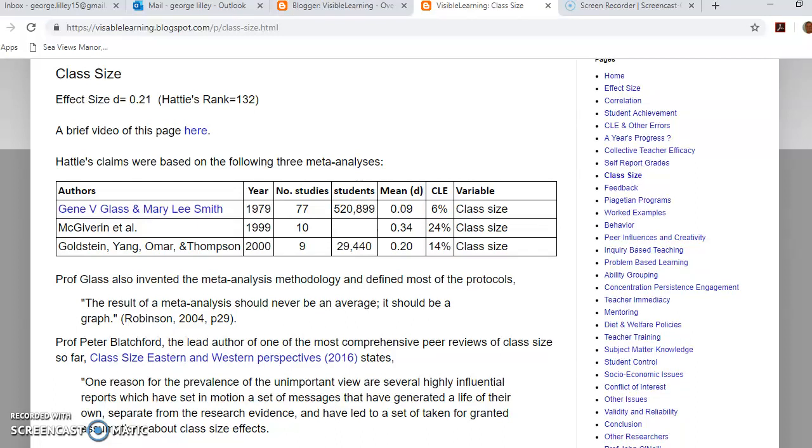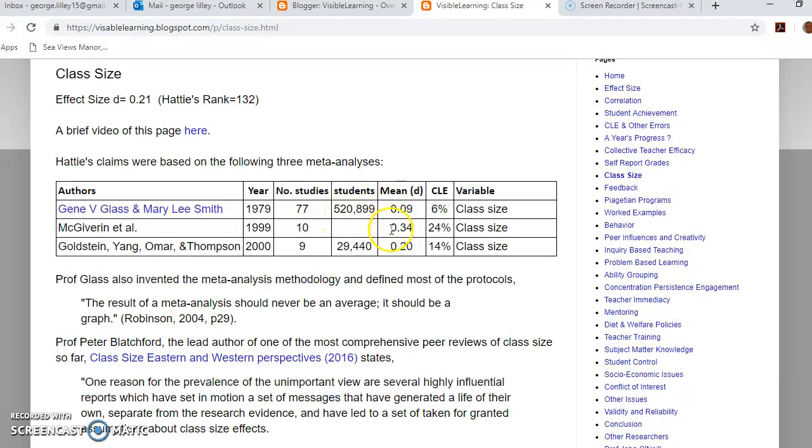Welcome. I'd like to go through the class size research that Hattie uses in his 2009 book, Visible Learning. Hattie references three meta-analyses in his appendix and represents each meta-analysis with one average effect size, even though each meta-analysis has a number of different studies. In the case of the Gene Glass and Mary Smith study, there are 77 studies with over 500,000 students.